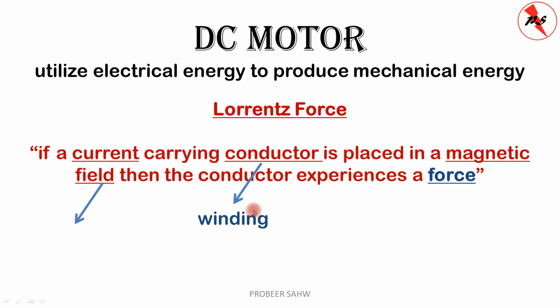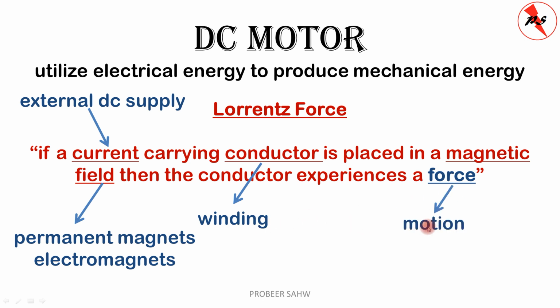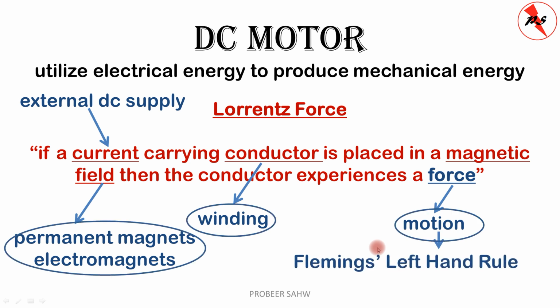And again, to generate this magnetic field, we have permanent magnets or electromagnets. Now we have to flow current through this winding. Therefore, we connect the DC motor to an external DC supply. And now there will be a force on this winding, due to which there will be motion in the winding. So the winding will move. And the direction of this motion is governed by Fleming's left hand rule.